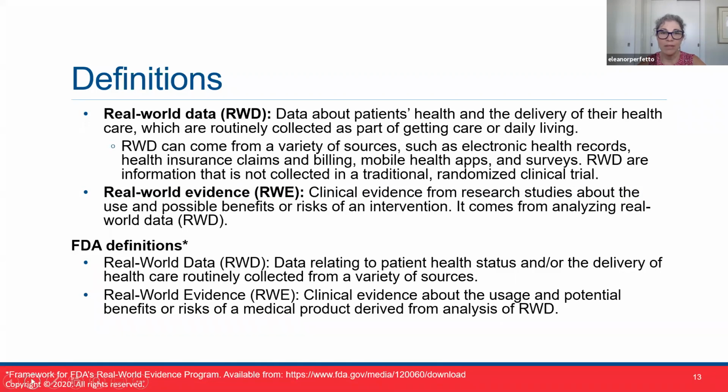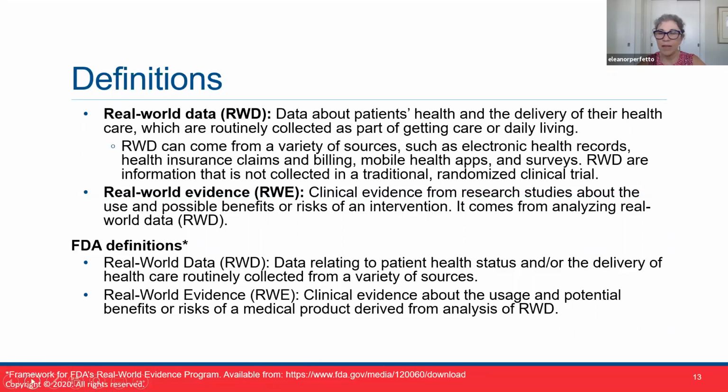Real-world evidence is the clinical evidence from research studies about the use and possible benefits or risks of an intervention. So what does that mean? It's when you're looking at clinical information that comes from real-world data, so data that comes from getting care or daily living, and that evidence is examined and synthesized, and we get findings from that data, and that produces the real-world evidence.